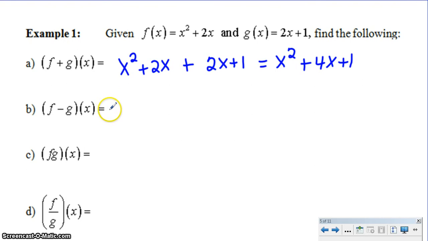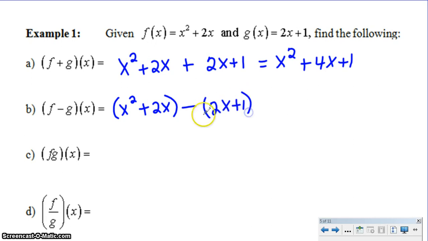Be extremely careful though when you get down to this subtraction. Just remember that you have to go in the order that the problem presents. So f minus g means that f should come first. Also, I would suggest putting in some parentheses so you don't make any silly mistakes. You're taking the f function and subtracting the g function. Don't forget to distribute that negative sign. So when we combine our like terms, we're going to be left with x squared. 2x minus 2x are going to cancel, and then we have a minus 1. Again, no domain restrictions there, so our domain would be all real numbers.